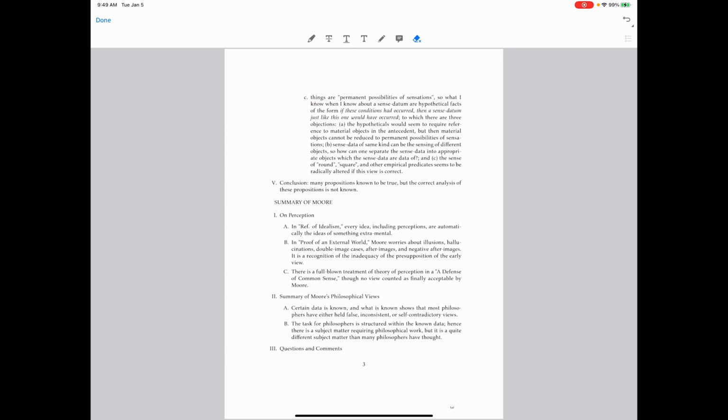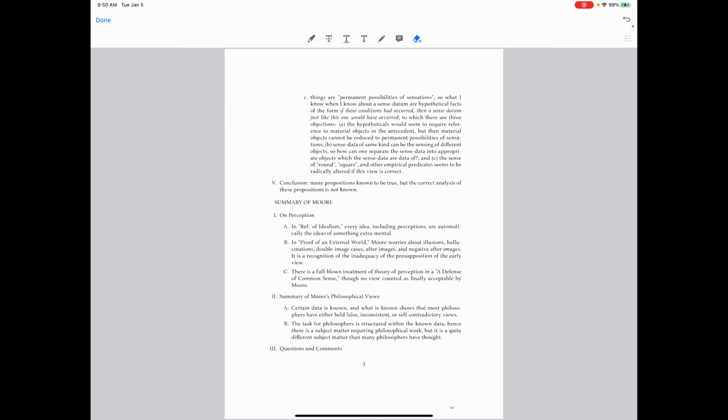And if you really emphasize the complete unknowability, undetectability, indiscernibility of a thing, there can be things that simply can't be permanent possibilities of sensations. Given that Moore is not much a fan of idealism, you would think he might be against this view on those kinds of realistic grounds, but he isn't. So he wants to consider maybe things, the objects themselves, are permanent possibilities of sensations. So what I know when I know about a sense datum are hypothetical facts of the form, if these conditions had occurred, then a sense datum just like this would have occurred. To which there are three objections.